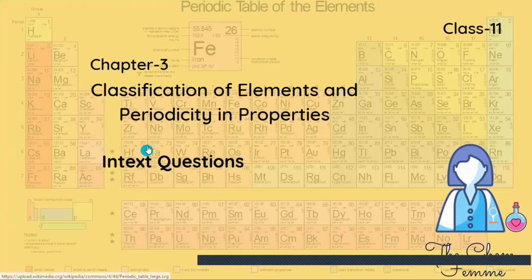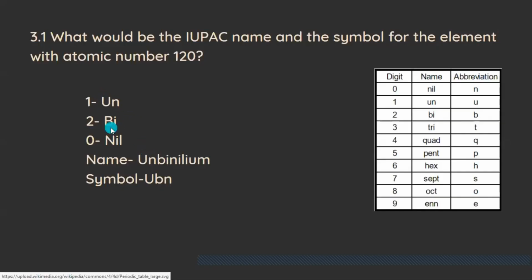So, un by un is for 1, bi is 2, nil is 0. So it is unbinilium. And the symbol will be the first letters of all these three, which is U, B, and N, and U will be capital. Until the name is confirmed by the IUPAC, we will use these letters to name or to denote these elements.